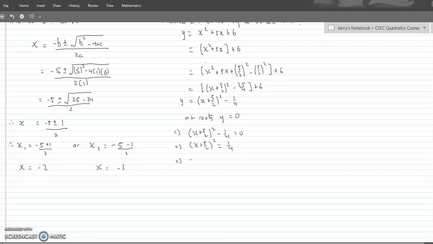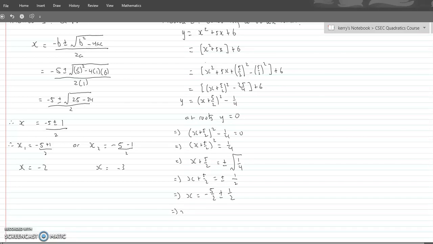Then you take the square root of both sides. But remember, when you take the square root, you have to take plus or minus the square root of a quarter. The square root of 1 is 1, the square root of 4 is 2. And now, when you transpose the 5 over 2, you have to subtract 5 over 2 from both sides. So that's negative 5 over 2 plus or minus 1 over 2.